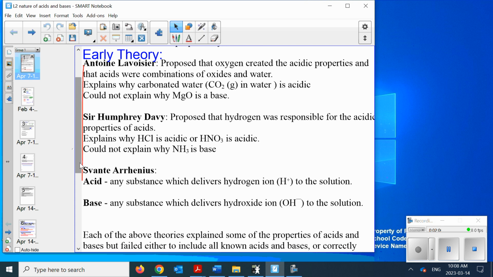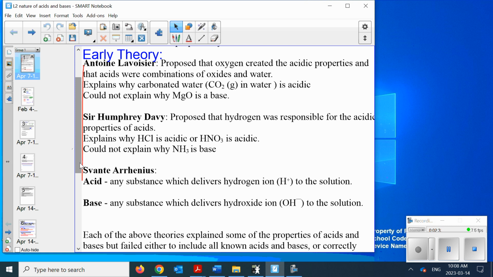French dude, proposed that oxygen created the acidic properties, and that acids were combinations of oxides and water. This explained why carbonated water is acidic, but it couldn't explain why something like magnesium oxide is a base. It explained some things, so his theory was a start. Then, building on that over time, this is a long time ago, right? Lavoisier was around during the French Revolution. I think his head was chopped off.